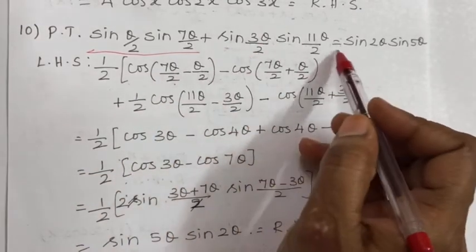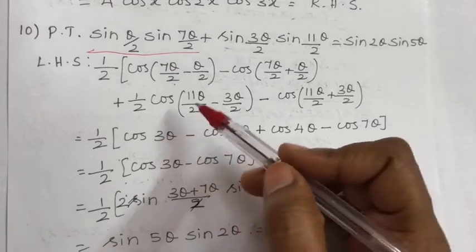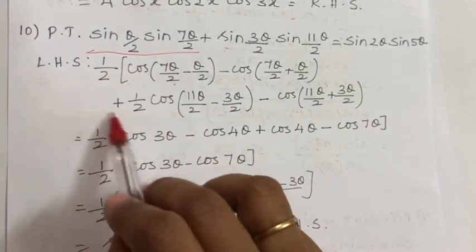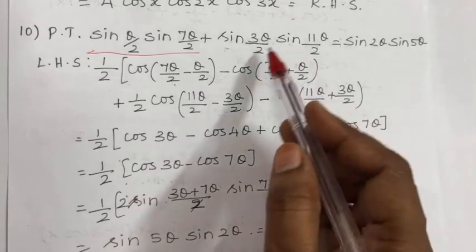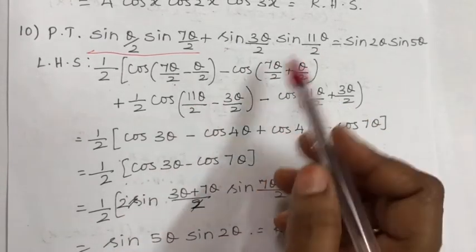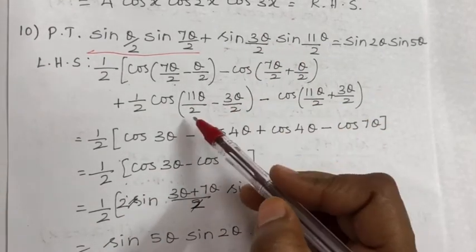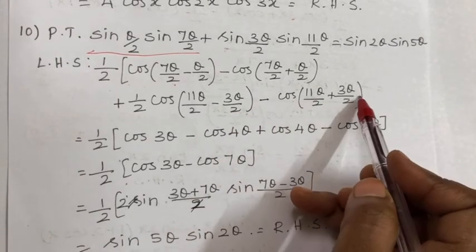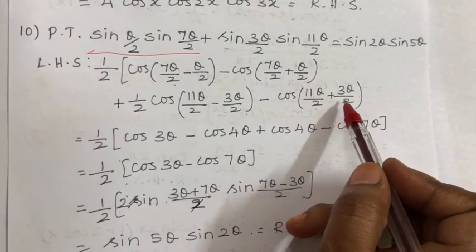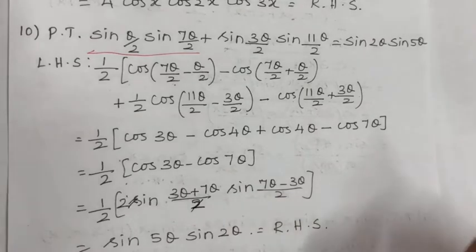For the second one, I am using again the same identity. We are expanding the second part also. So, 1 by 2 into cos (11 theta by 2 minus 3 theta by 2), that is A minus B, minus cos (A plus B), that is 11 theta by 2 plus 3 theta by 2.